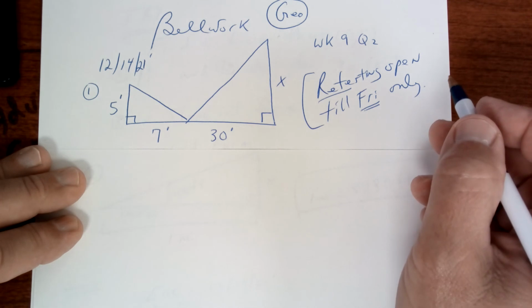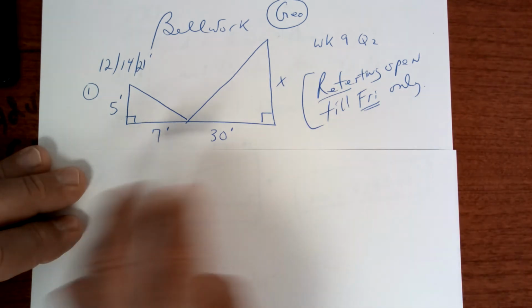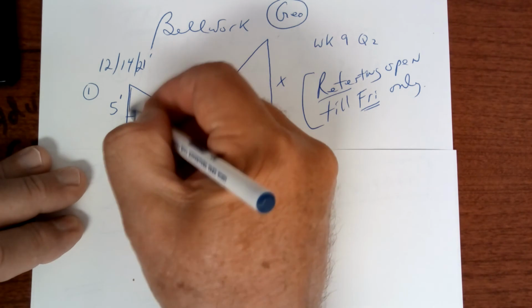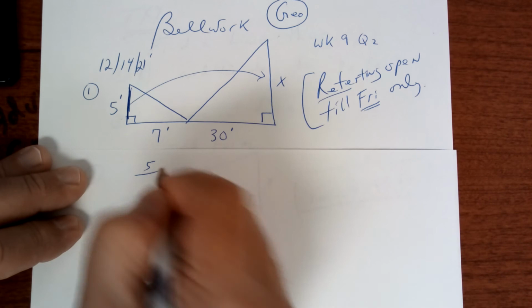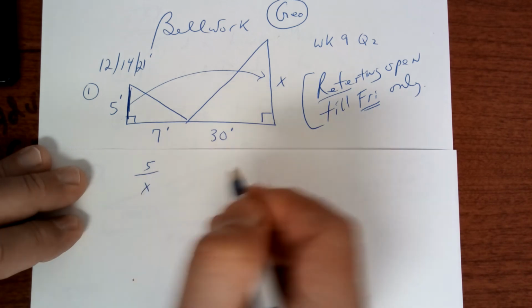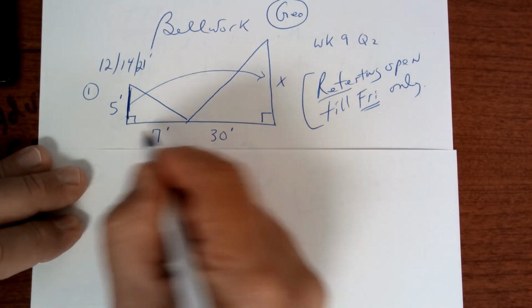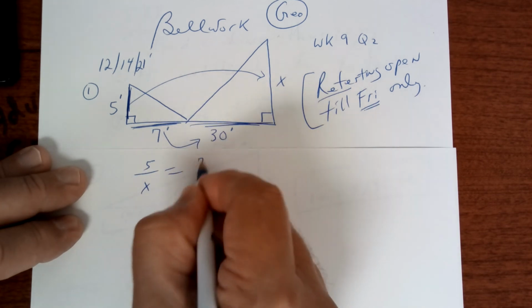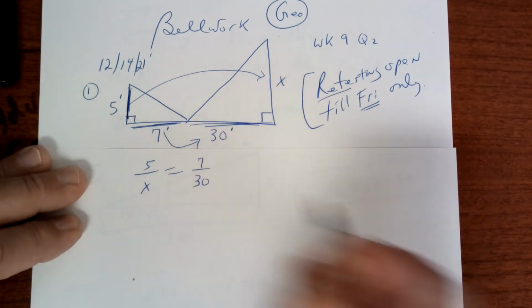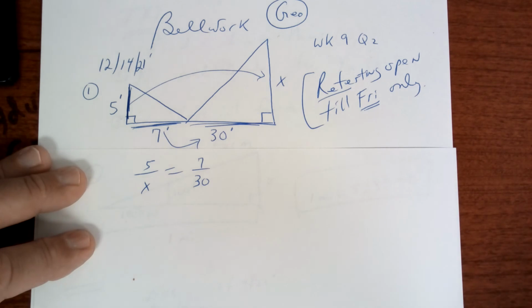This one right here is a proportion. You're going to put the vertical over the vertical. So 5 feet over x equals 7, the flat, over the flat. Is the way I do it. Are there other ways to do it? Sure. But this is the way I do it.